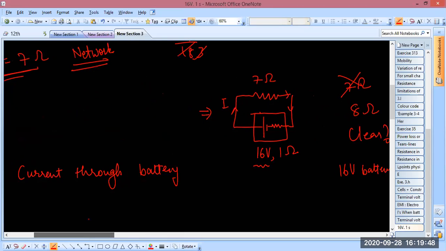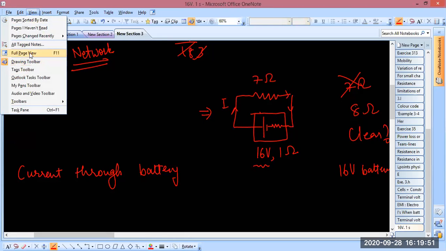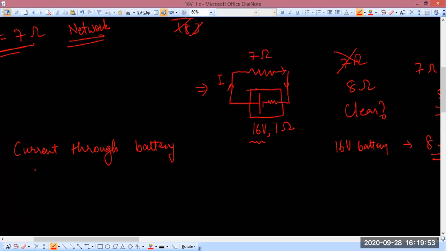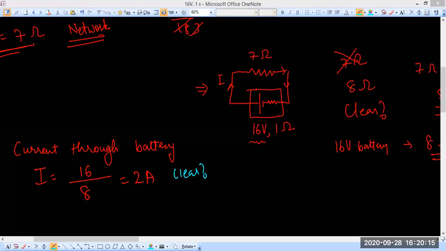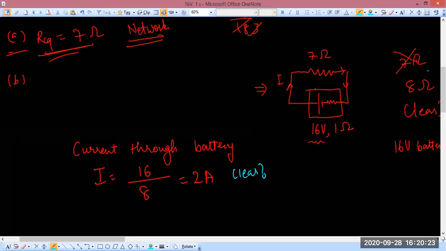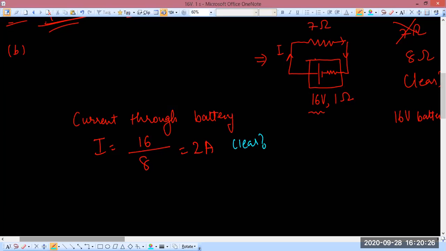Right. Now, I was saying that the current through the battery will be I, which is equal to epsilon divided by R, that is 16 divided by 8. Clear? So that's going to be 2 ampere. Is this clear, everyone? Yes or no? No confusion whatsoever? Okay, looks like almost everyone has got it. So this is the current through the battery.